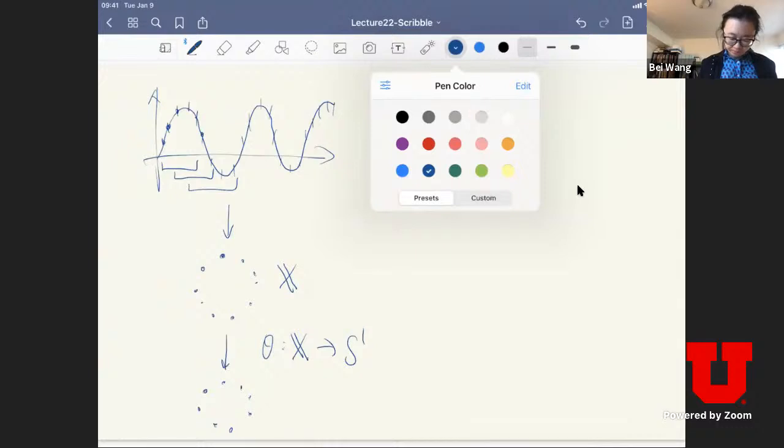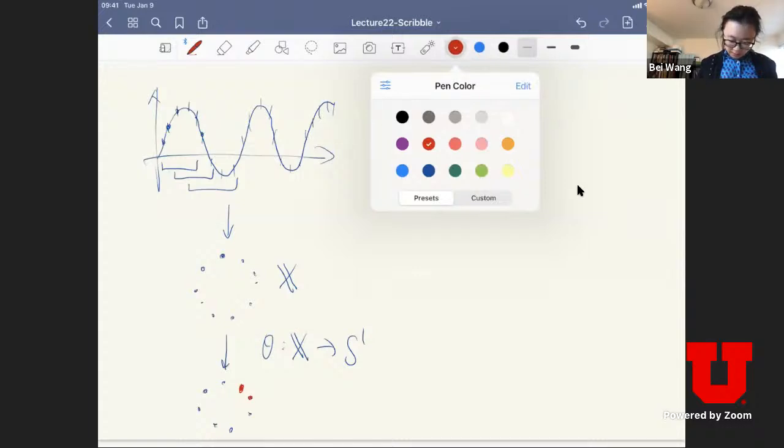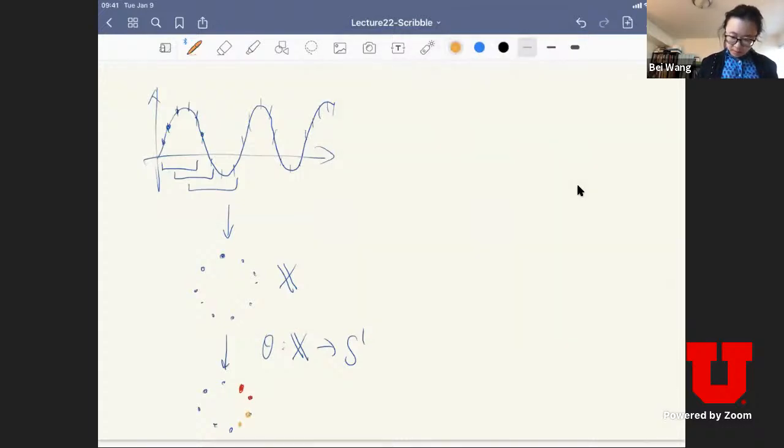So this is red, red, I'm just trying to do that rainbow color map. Anyway, so that's the main idea.